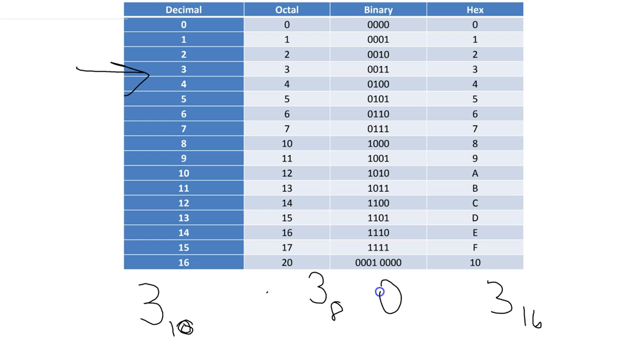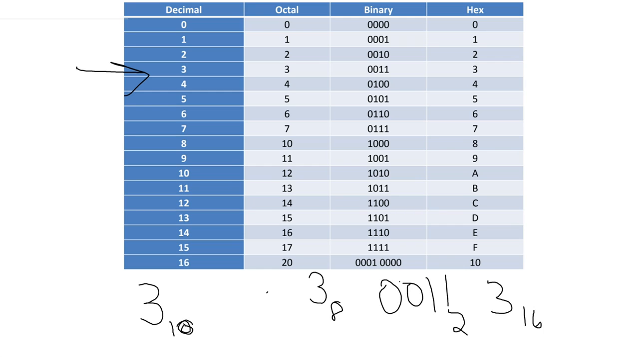The binary, of course, we said you've got a 1 and a 2, which gives you your 3. So it'd be written that way. And obviously, if we write it that way, we also want to say that it is base 2 because it's binary.